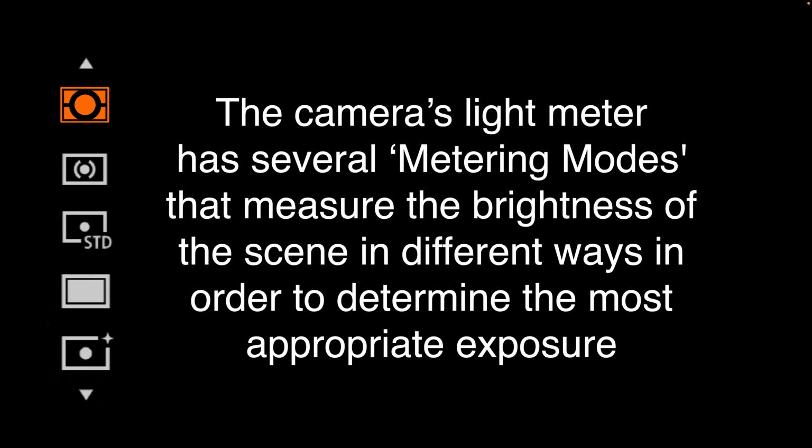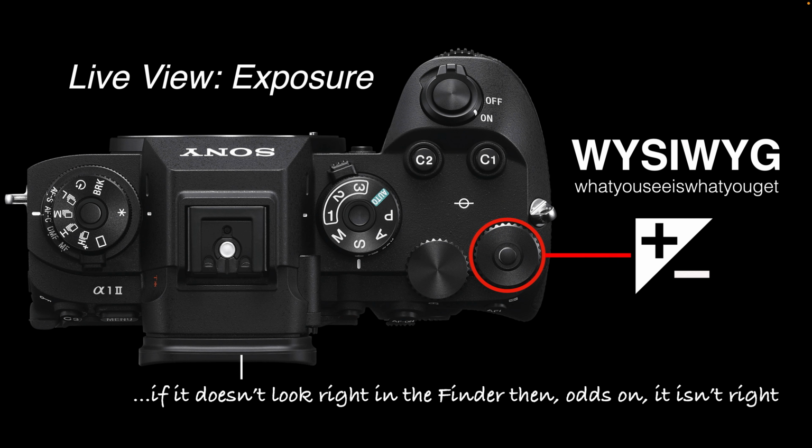Now the camera's light meter has several metering modes that measure the brightness of the scene in different ways in order to determine the most appropriate exposure. Note I say appropriate exposure because there is never one really best exposure. The great thing about the Sony mirrorless cameras is we get a live view exposure. What you see is what you get, or WYSIWYG view.